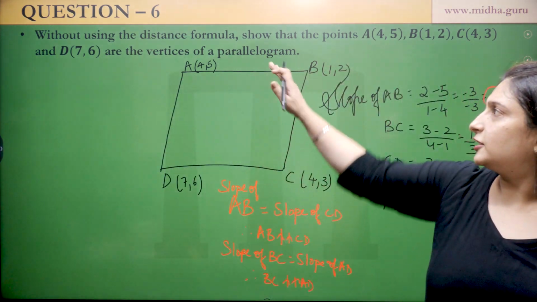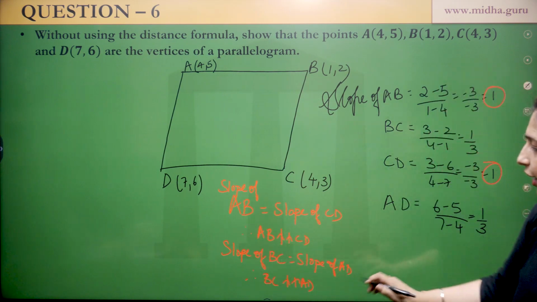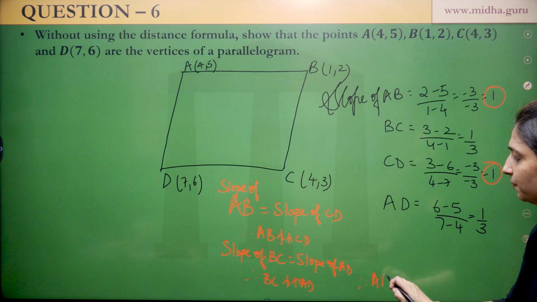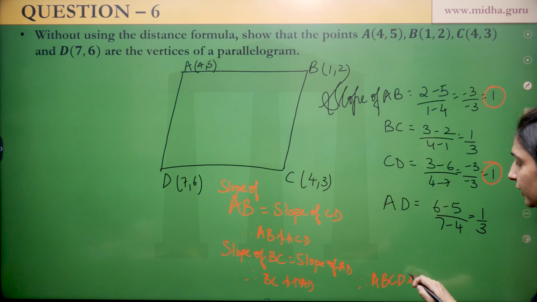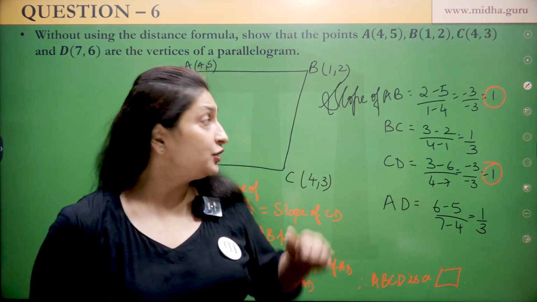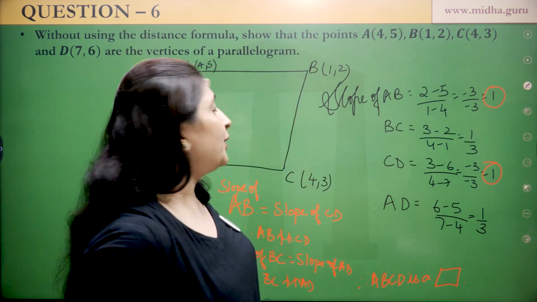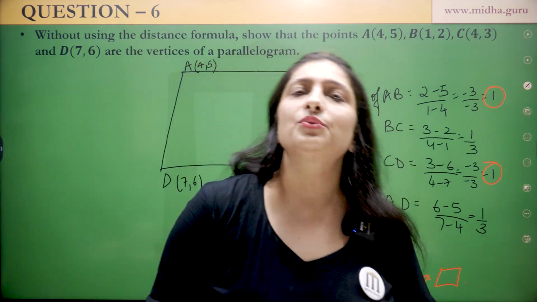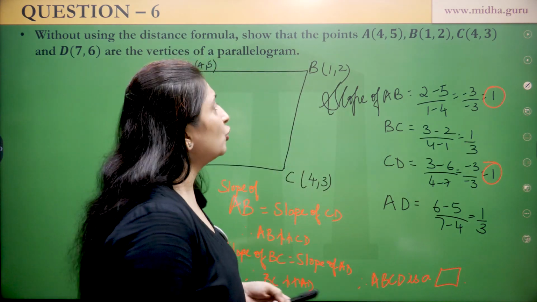So, if this is parallel to this and this is parallel to this, now you can write, therefore, ABCD is a parallelogram. Don't draw the shape; you have to write parallelogram. If we have proved AB parallel to CD and BC parallel to AD, then this quadrilateral is a parallelogram, using the slope formula.